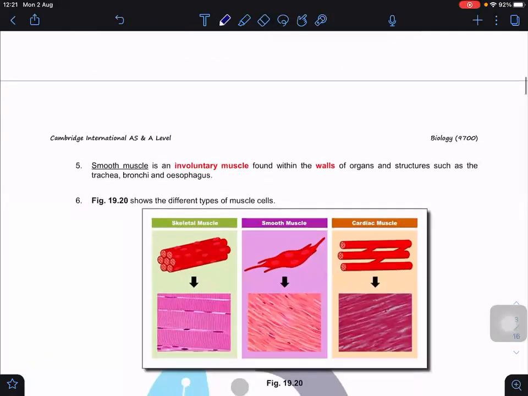And the last one we talk about is smooth muscle. Smooth muscle is again involuntary, always found in the wall of organs such as the trachea, bronchi, esophagus, and blood vessels, for example arteries. Most of them help us to regulate the diameter of the tubule, most of the time.